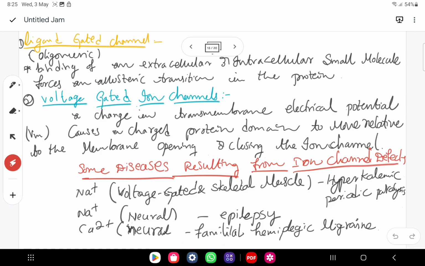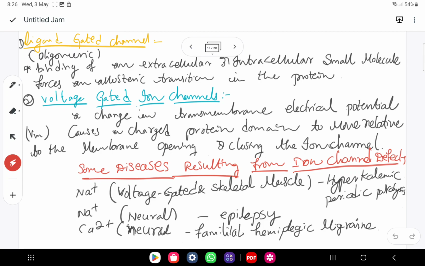Ca2 plus neuronal channel blockage leads to hemiplegic migraine. Ca2 plus voltage gated channels in the retina lead to stationary night blindness. Ca2 plus polycystin 1 leads to polycystic kidney disease. K plus neuronal channel defects lead to dominant deafness. K plus voltage gated neuronal channels lead to familial neonatal convulsions.